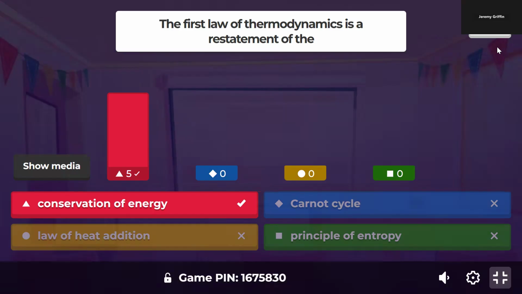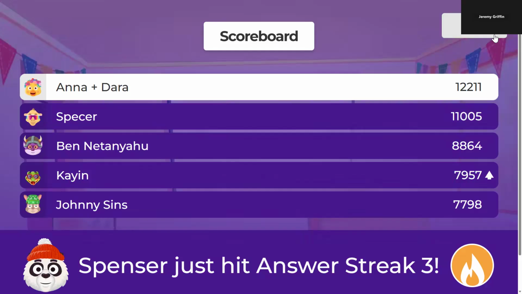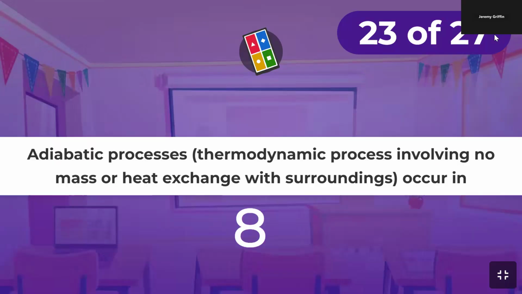The first law of thermo is a restatement of the conservation of energy. Yeah, energy is conserved. You cannot create or destroy energy, but you can use it for accounting. Now we just have thermal energy. That's the only addition from last semester. We got thermal energy. Adiabatic processes involve no mass or heat exchange with surroundings.